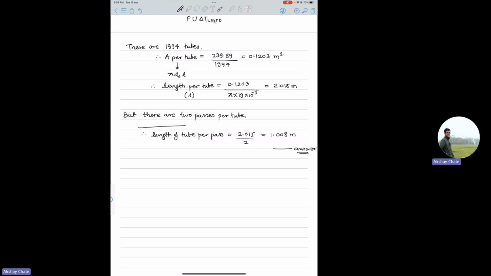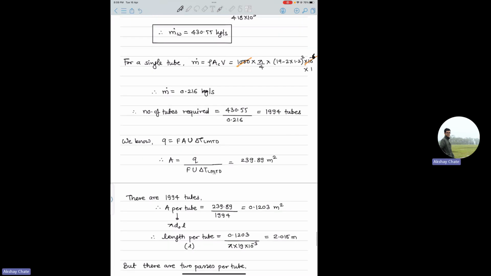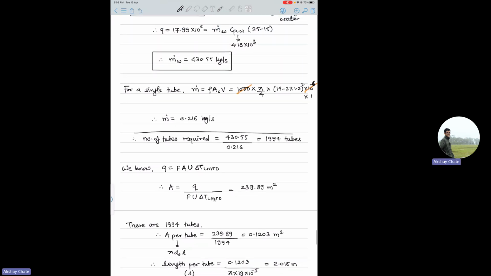So maybe I can bracket this. What happened? Yeah, the number of tubes.